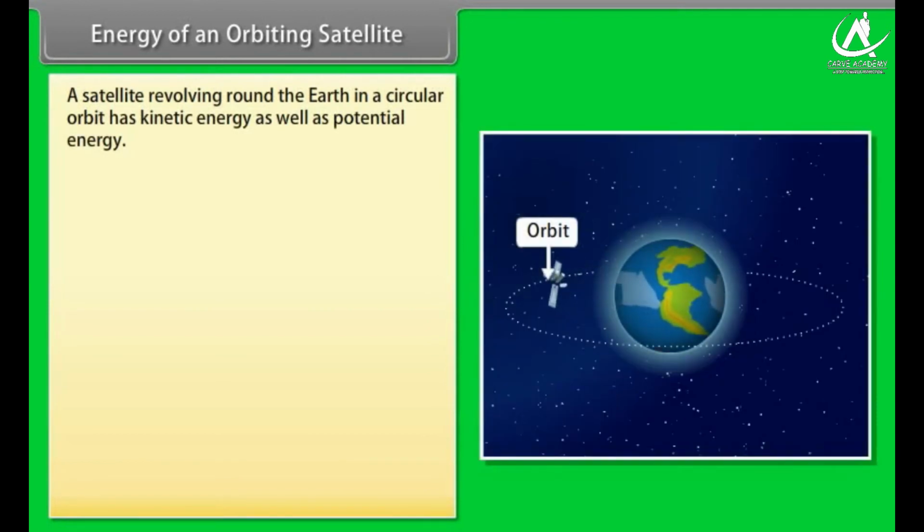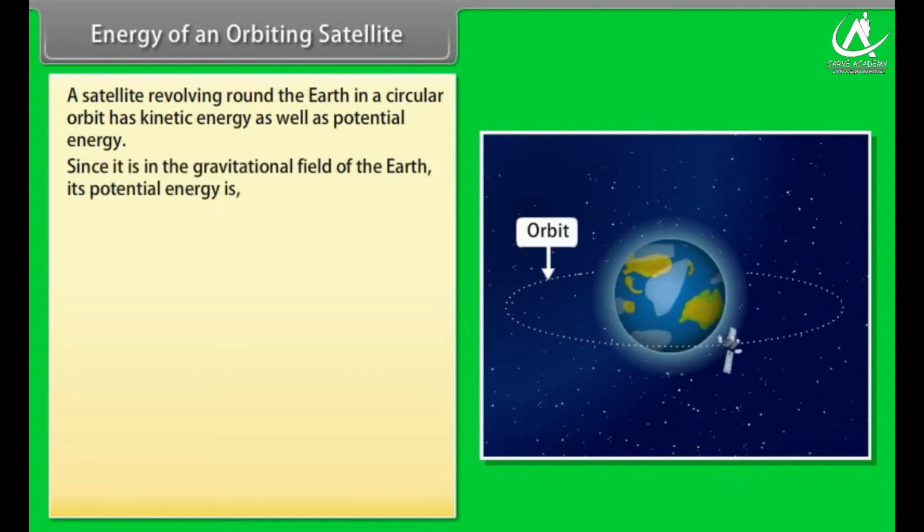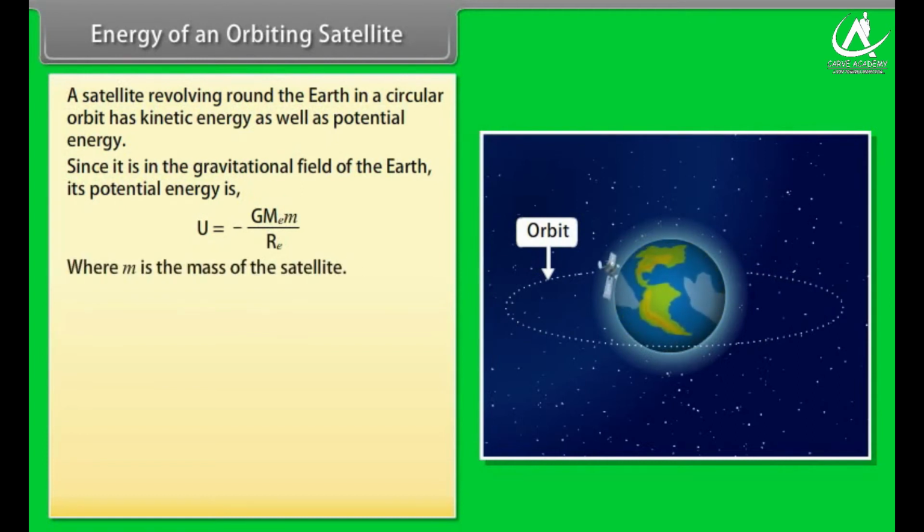Energy of an orbiting satellite. A satellite revolving round the Earth in a circular orbit has kinetic energy as well as potential energy. Since it is in the gravitational field of the Earth, its potential energy is U = -GMm/R_E, where m is the mass of the satellite.